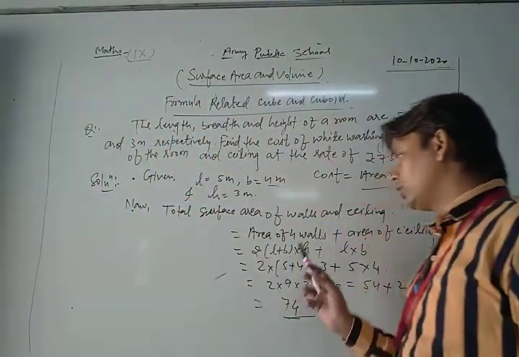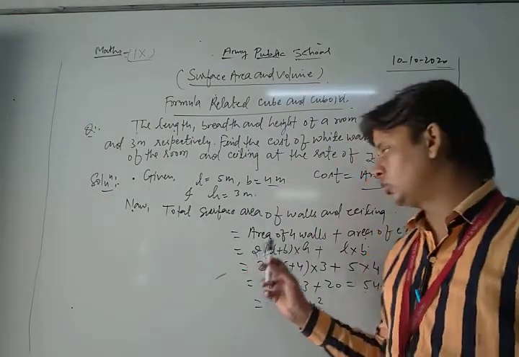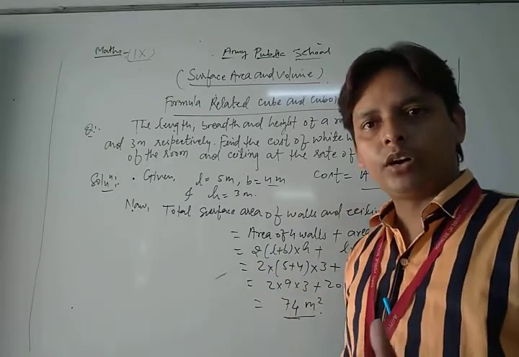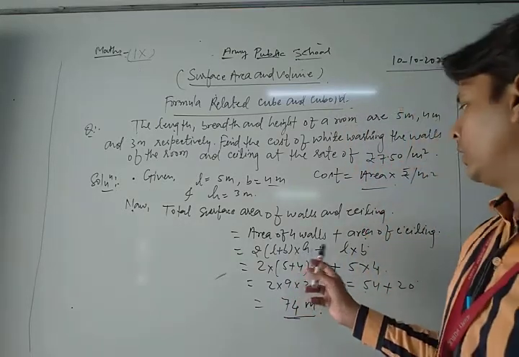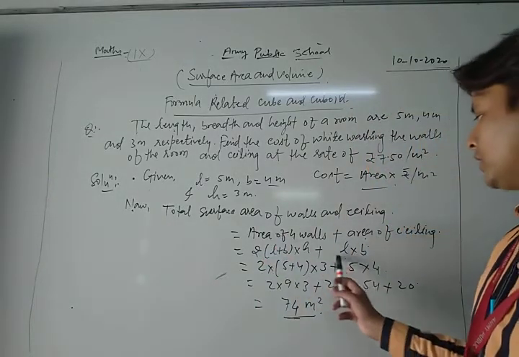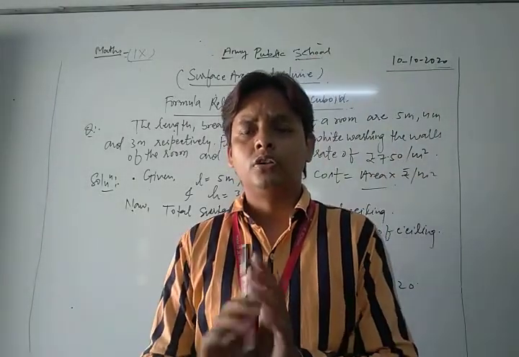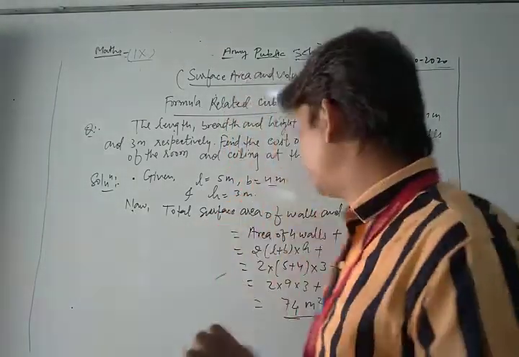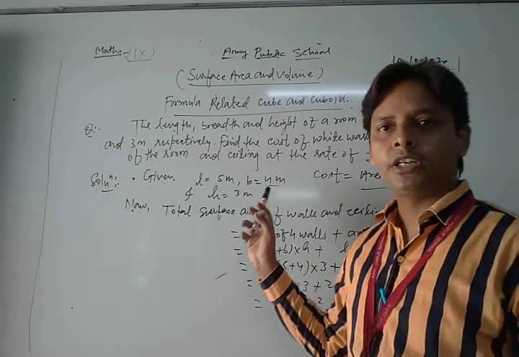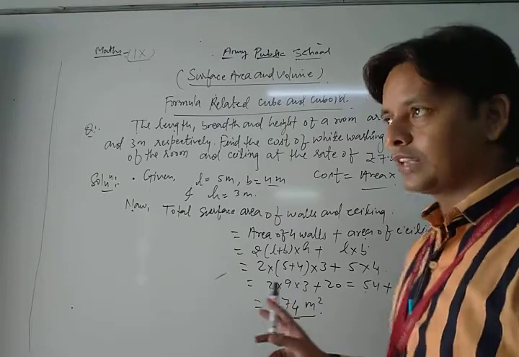We know that the area of four walls is 2 into (length plus breadth) into height, and the area of the ceiling is length into breadth. Because in the ceiling we do not mention the height of the room, the area of the ceiling will be L into B only. Now we put all the values given in our question, and in this way we get the surface area of the walls as well as the ceiling.